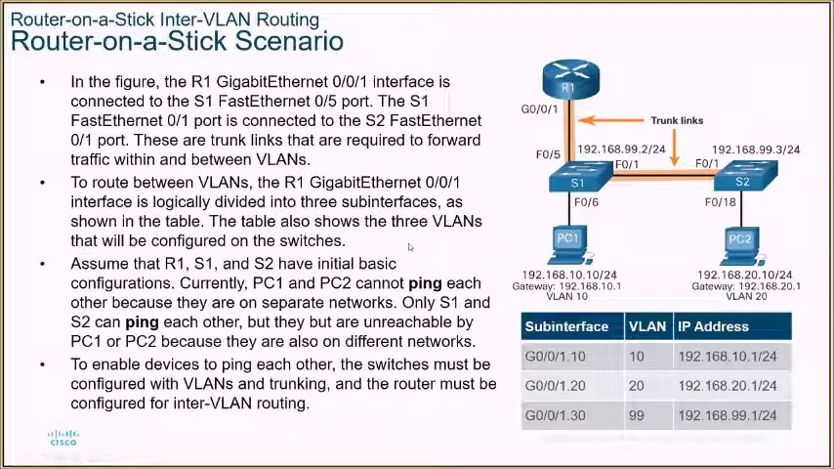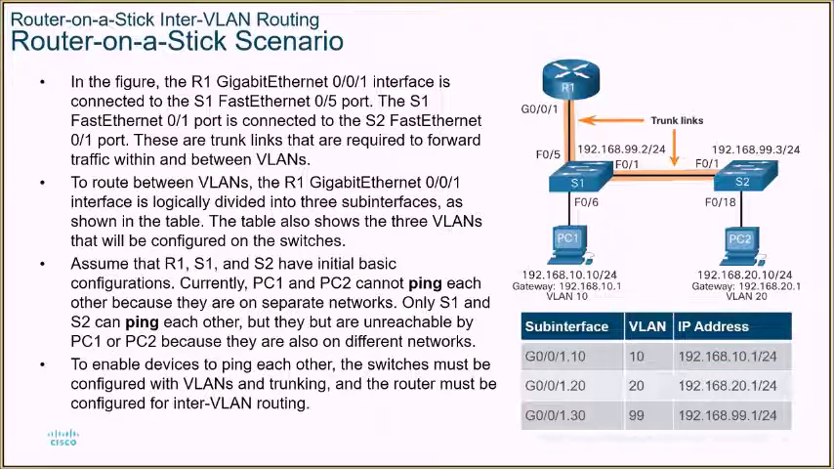And so in the figure, R1 G0/0/1 is connected to the S1 interface F0/5. The S1 Fast Ethernet port is connected to the S2 Fast Ethernet port 1. These are the trunk links that are required to forward traffic within and between VLANs. To route between VLANs, the R1 G0/0/1 interface is logically divided into 3 sub-interfaces, as shown in the table. The table also shows the 3 VLANs that will be configured on the switches.